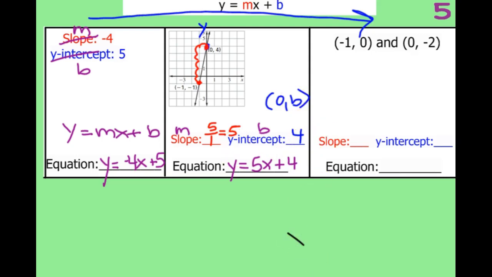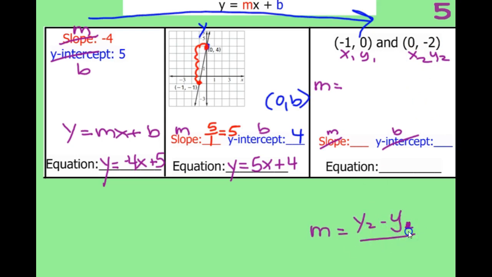And the third one, which is probably the most challenging, just because the only thing we have to do is actually find our slope. We don't know what our slope is, we have to find it. So I'm going to label my points x, y, this is my first point, x, y, second point, and I'm going to plug those numbers into my slope formula. Oops, y2 minus y1, let me fix that, over x2 minus x1.